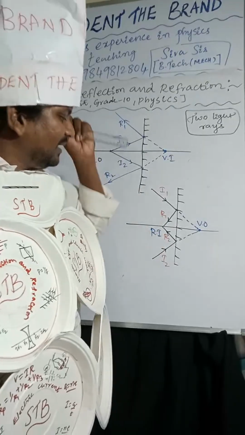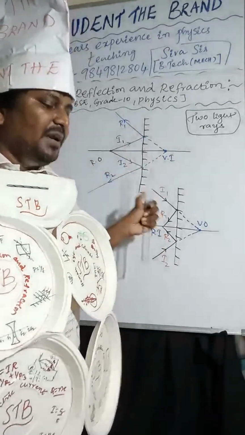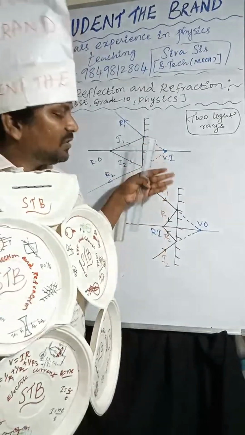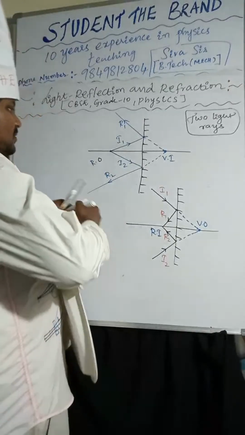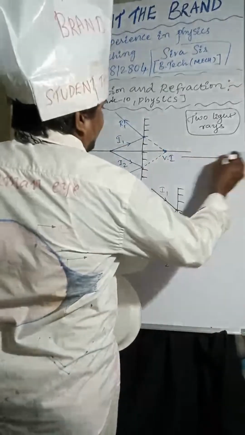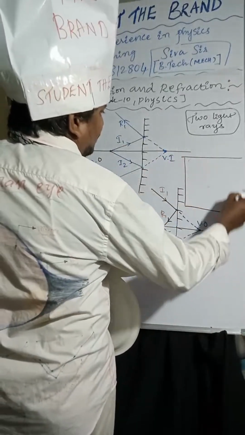Reflected light rays are meeting directly. That is called a real image. We can conclude one thing.